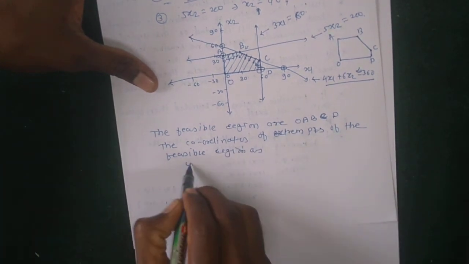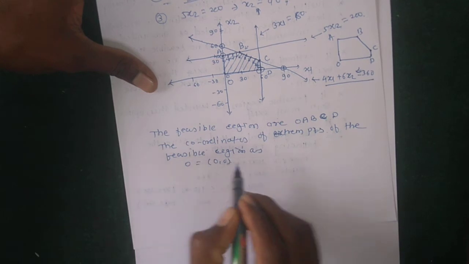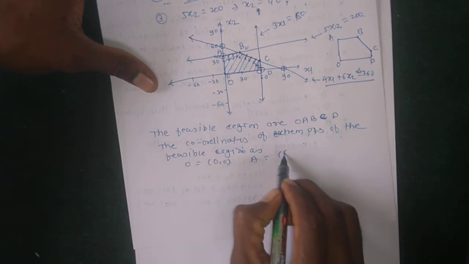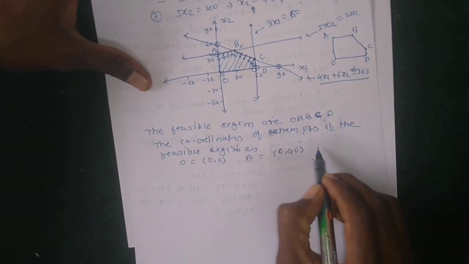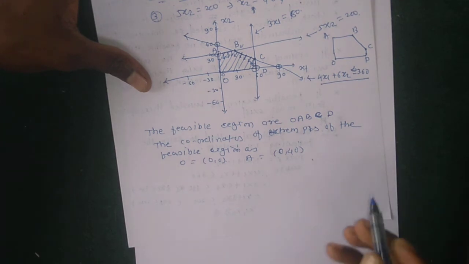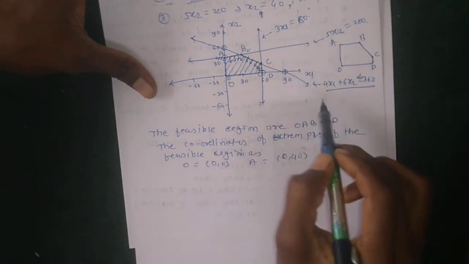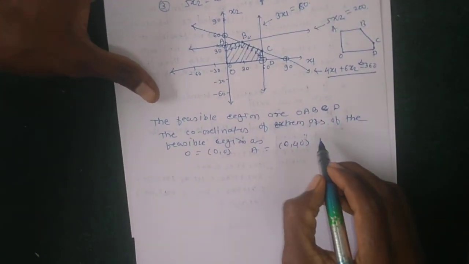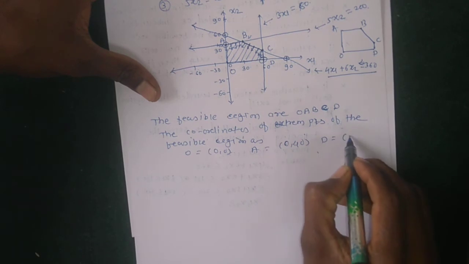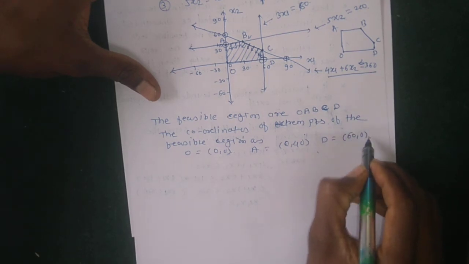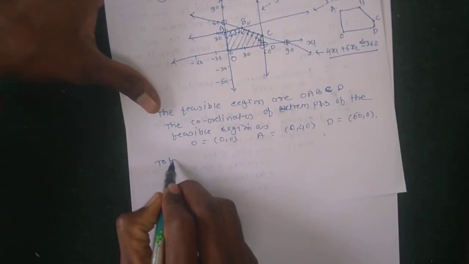The first point is O, which is (0, 0). Then A is (0, 40). Then B is the intersection of two lines. How do we find point B? Point B is the intersection of these two lines. D point is (60, 0). Now to find point B.